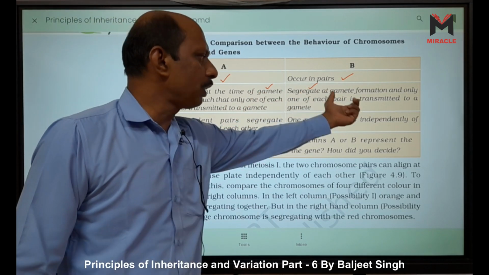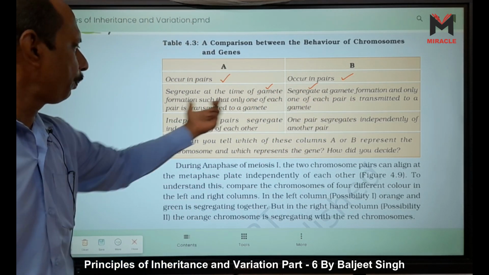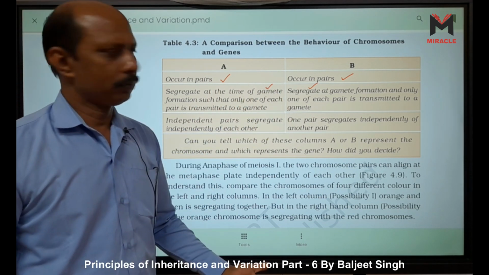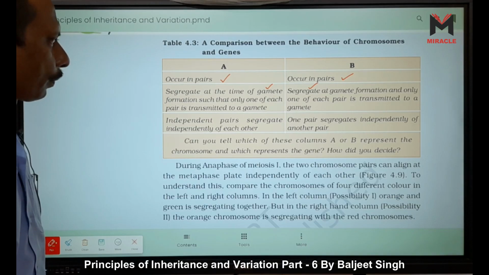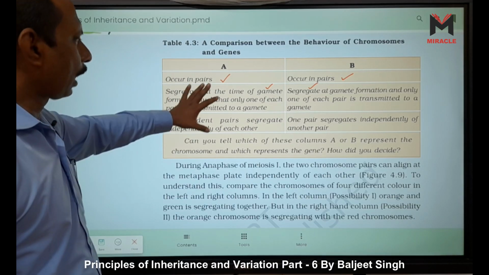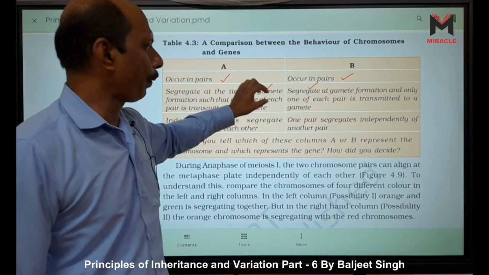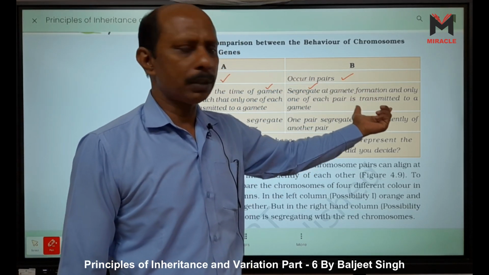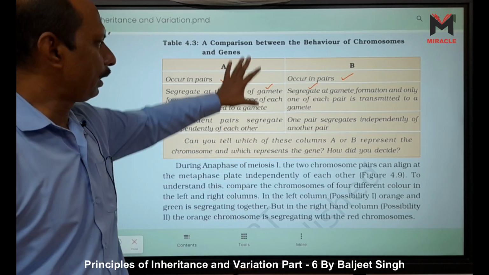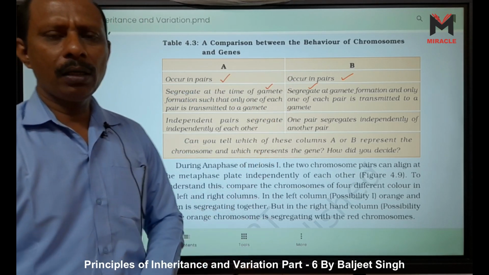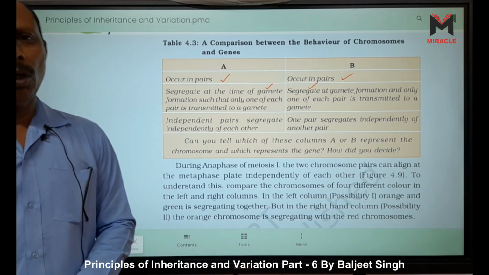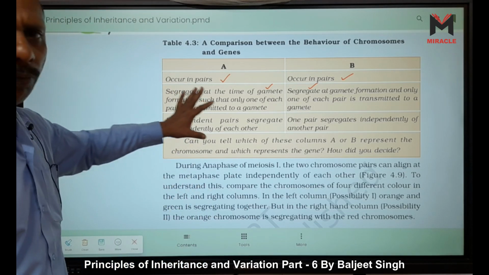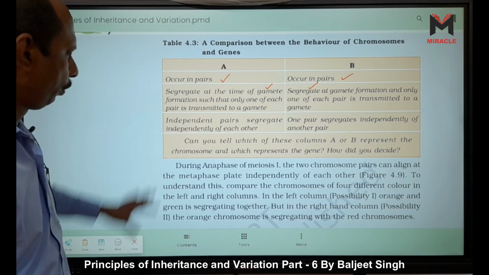Only one of each pair is transmitted to a gamete. That means we cannot understand which one is right, as both statements are also the same. Segregate at the time of gamete formation means both statements are the same. So through these two statements, we cannot define which one is chromosome or which one is genes. Now here we have only the third column.